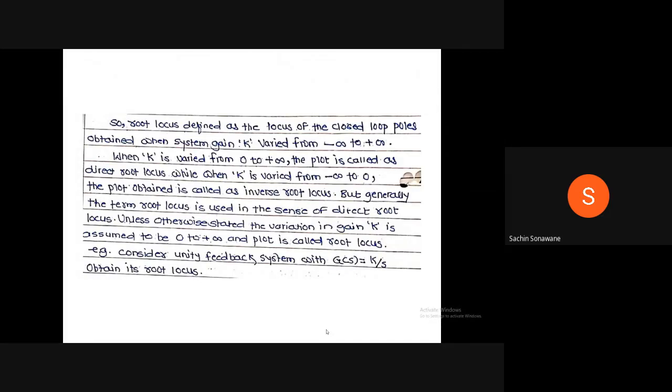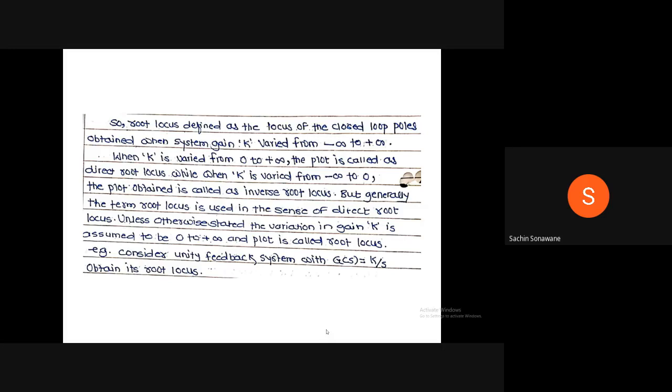When K is varied from 0 to infinity, the plot is called direct root locus, while when K is varied from minus infinity to 0, the plot obtained is called inverse root locus. But generally the term root locus is used in the sense of direct root locus. Unless otherwise stated, the variation in gain K is assumed to be 0 to plus infinity and the plot is called root locus.